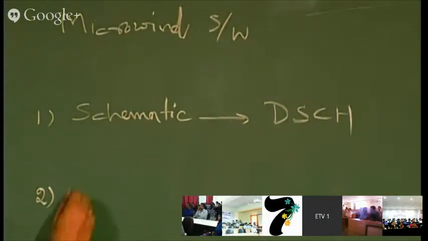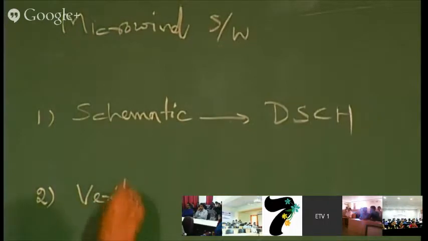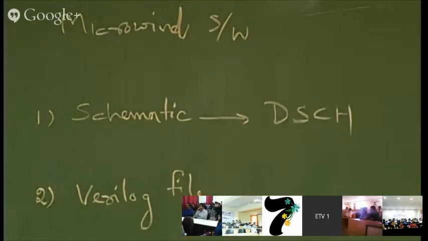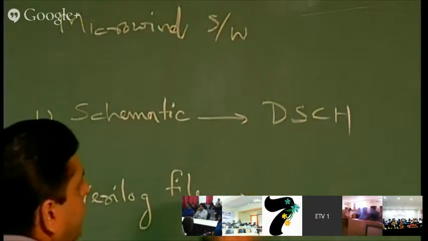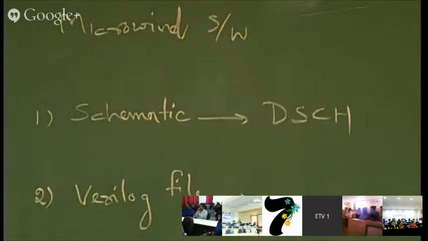You can convert it into a Verilog file, and this file gives you detailed information about the complete circuit, and we also sometimes call this file a Z file and SPICE file. So this part is also done with the help of the DSCH software.